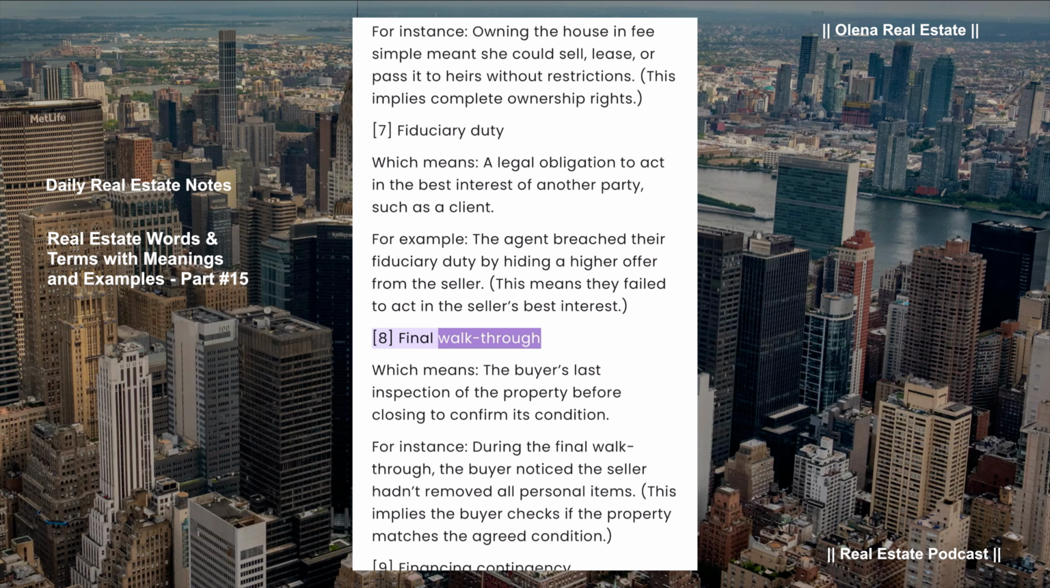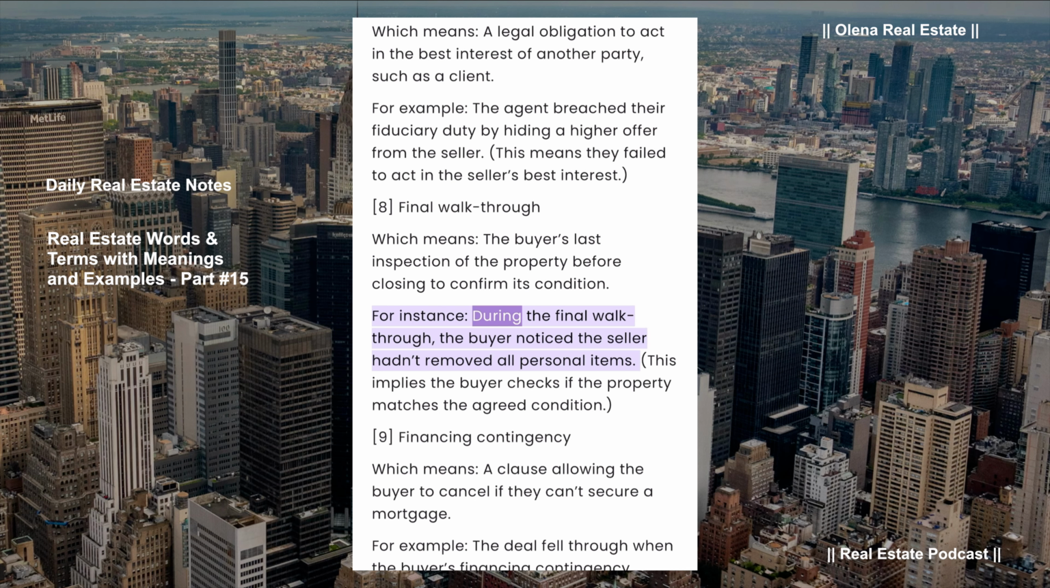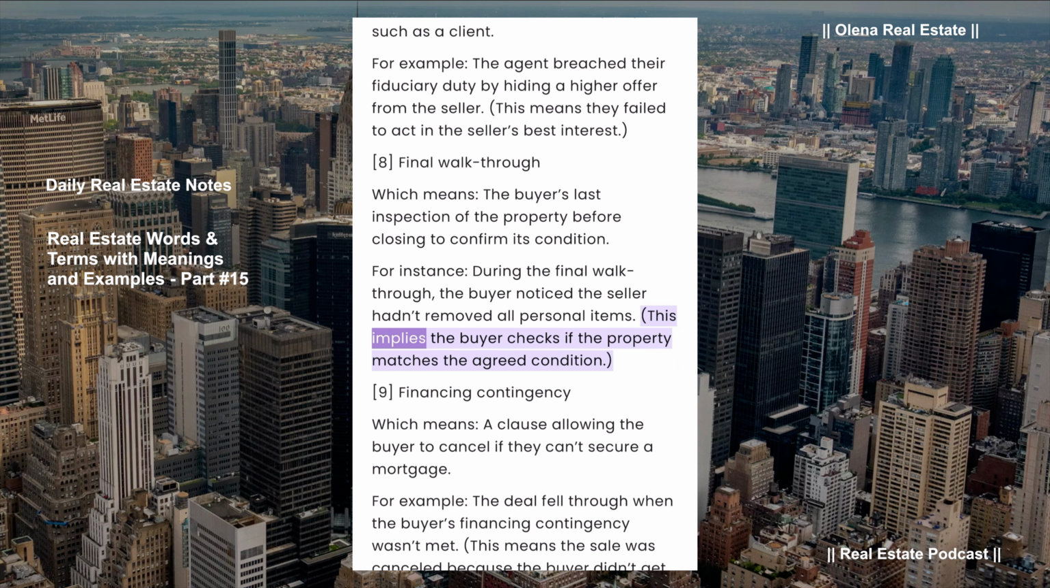Final walkthrough, which means the buyer's last inspection of the property before closing to confirm its condition. For instance, during the final walkthrough, the buyer noticed the seller hadn't removed all personal items. This implies the buyer checks if the property matches the agreed condition.